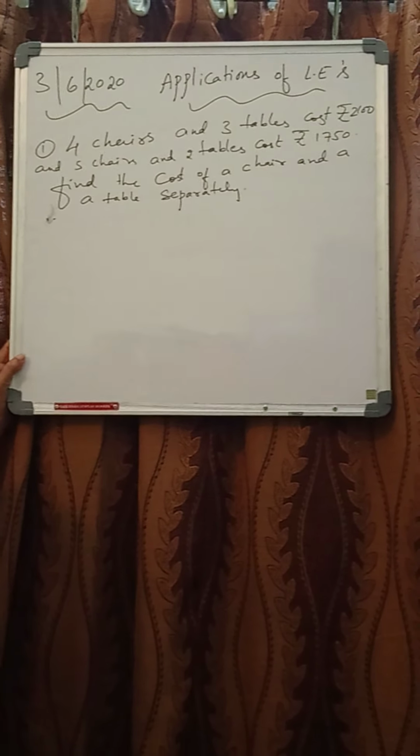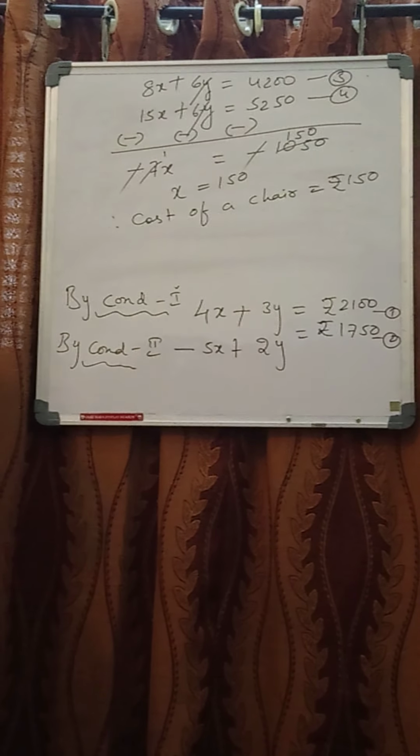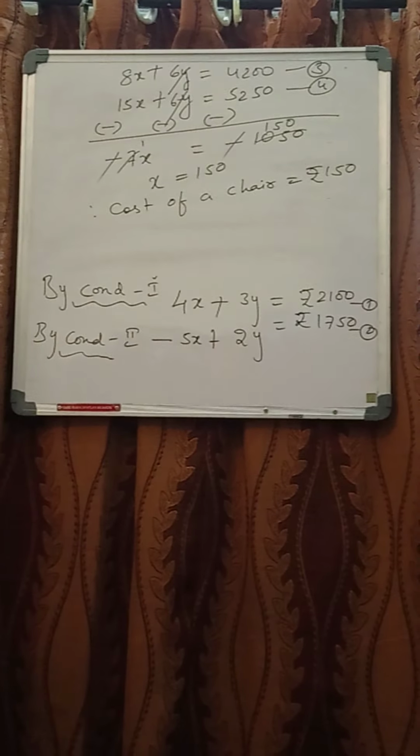X is equal to 150. You got, children. But what is x? What did we assume as x? We assumed x as the cost of a chair. Clear? So therefore cost of a chair is equal to rupees 150. Now you have to find the cost of a table because he asked us to find the cost of a chair and table separately. Clear? So what is the cost of a table?